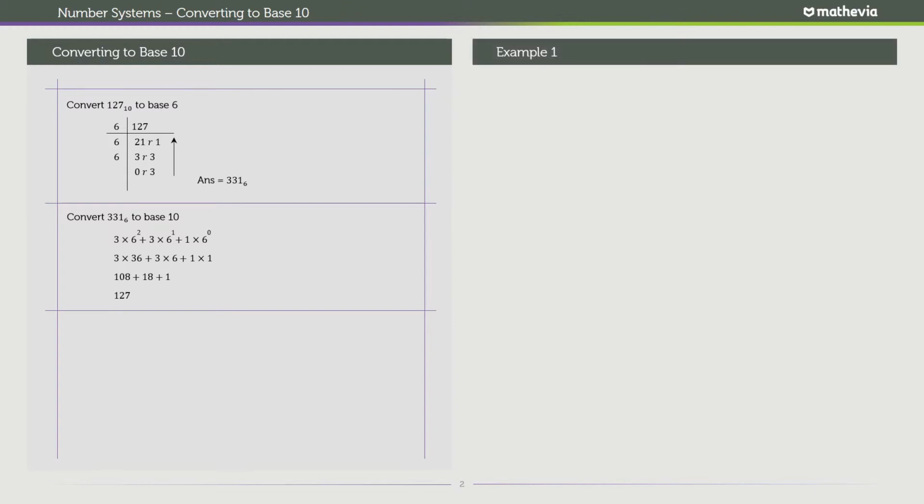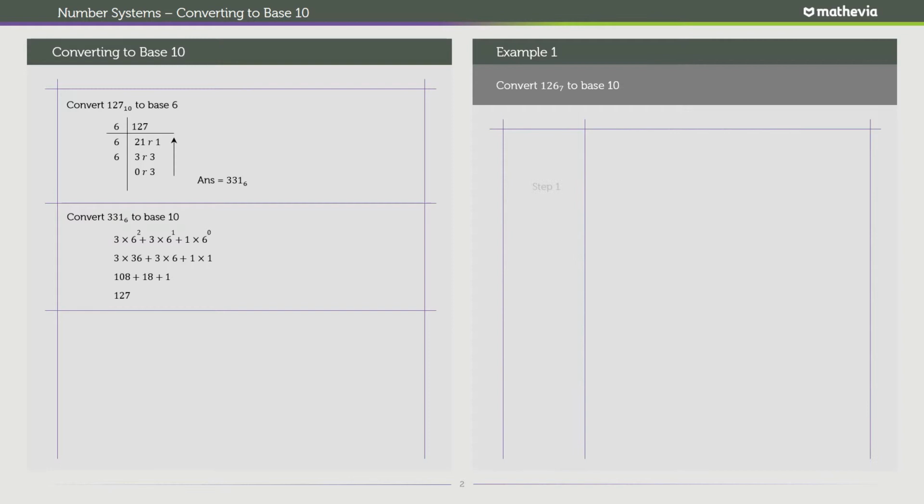Now, example 1, a very simple example. We're looking to convert 126 base 7 to base 10. What we do is multiply each of the digits by 7. We have 126 in base 7, and we multiply each of the digits by 7.